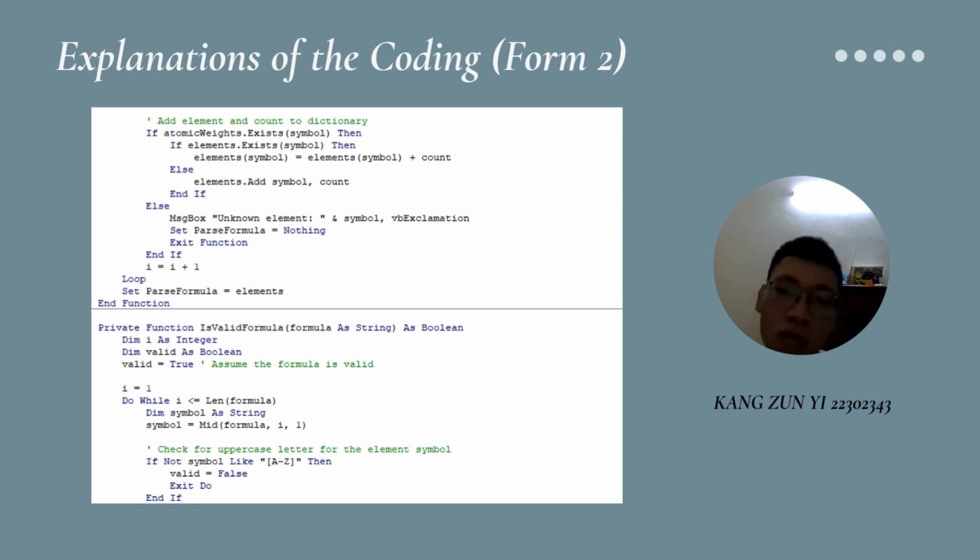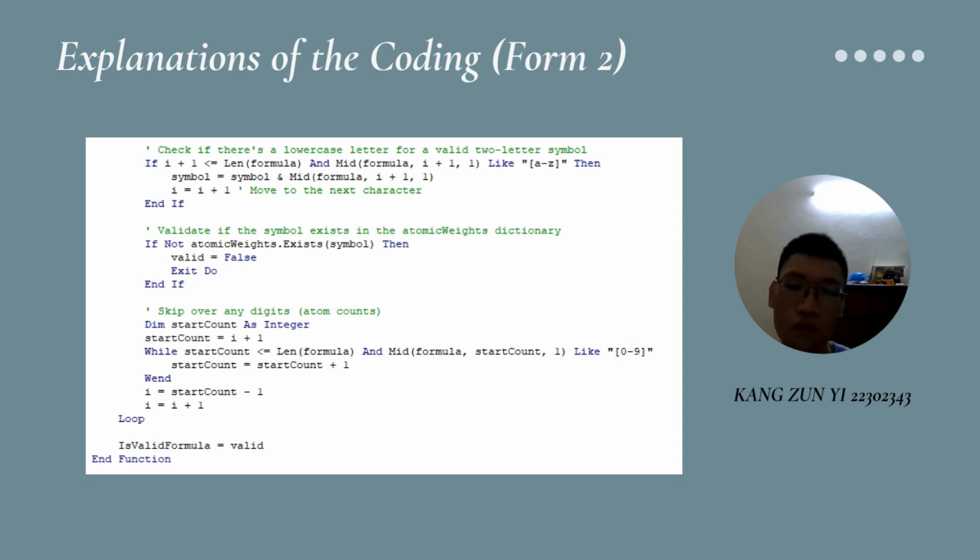The IsValidFormula function checks if a given formula is syntactically and chemically valid. It starts by assuming the formula is valid and iterates through the string character by character. It first ensures that each element begins with an uppercase letter. If a lowercase letter follows, it combines them to form a valid two-letter element symbol. Next, the function verifies if the symbol exists in the atomic weight dictionary. If the symbol is not found, it marks the formula as invalid and exits.